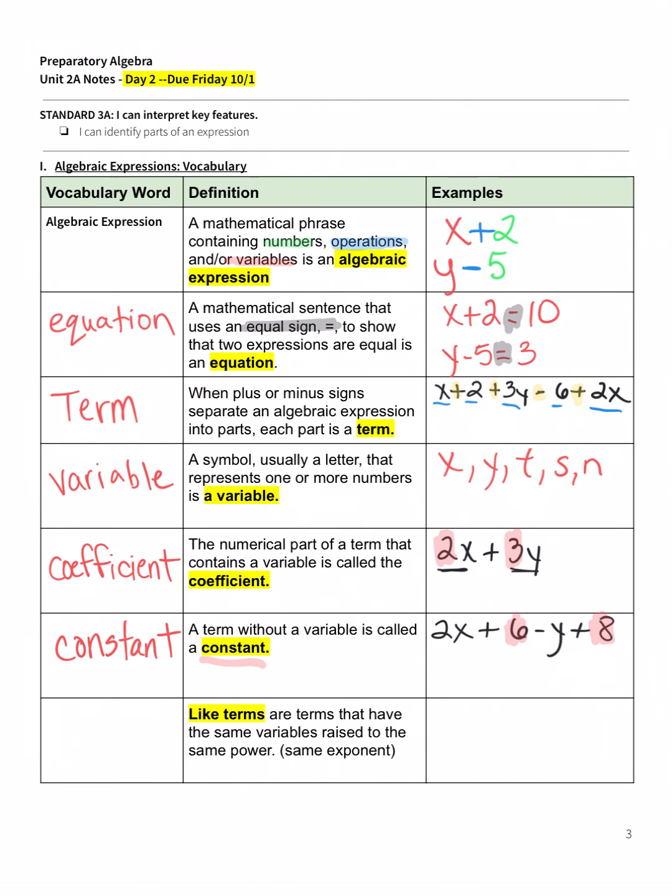But sometimes terms are alike, and they are alike if they have the same variable raised to the same power. So for example, if we had a 3x and a 2x, those would be like terms because they both have plain x's. If we had, let's say, 2y squared and 3y squared, those would be like terms because they have the same variable to the same power. These are like terms, same variable, same power. Same with these over here. That's what makes them like terms.